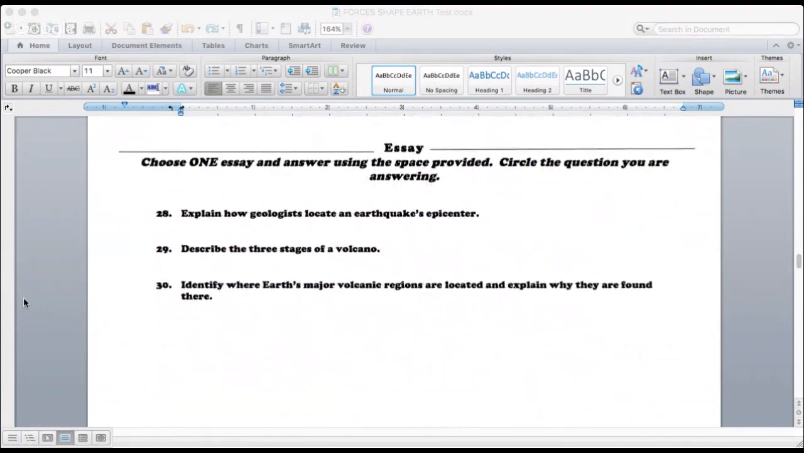Essay. Choose one essay and answer using the space provided. Circle the question you are answering. 28. Explain how geologists locate an earthquake's epicenter. 29. Describe the 3 stages of a volcano. 30. Identify where Earth's major volcanic regions are located and explain why they are found there.